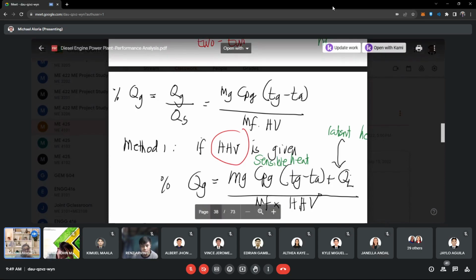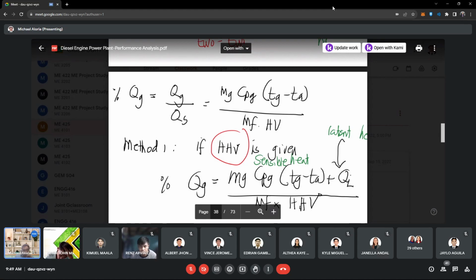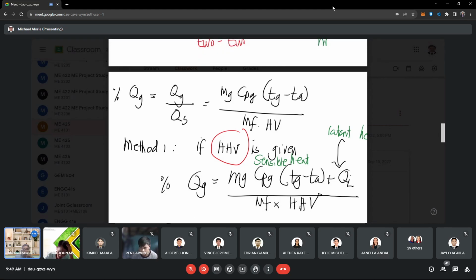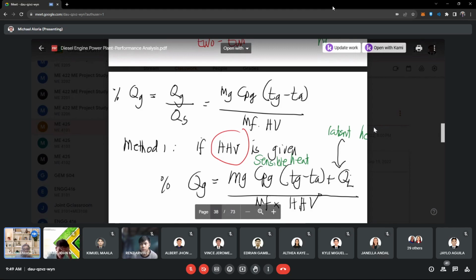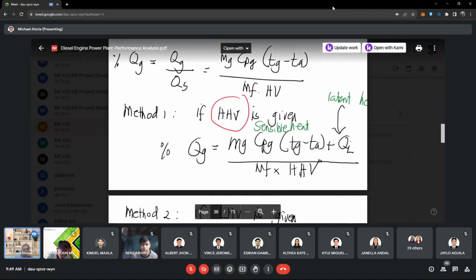So there is a change in the phase, for example liquid to vapor. The temperature rises and it is converted from liquid to vapor. So that is latent heat. So you add the latent heat of vaporization over mF to the sensible heat. So now it is added, and you use the higher heating value here instead of simply the calorific value.